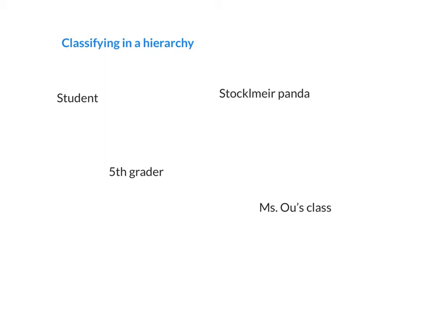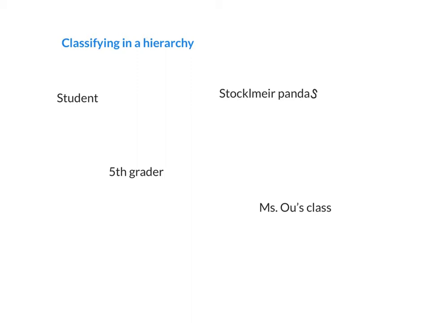Another way to think of a hierarchy is to think of different clubs that fit into other groups. For example, here are 4 terms: student, Stockholmeyer Pandas, 5th graders, and people in Miss O's class. Which one is the biggest category? Well, if you're a Stockholmeyer Panda, are you also a student? Yes. If you're a student, are you for sure a Stockholmeyer Panda? No. How could you be a student but not be a Stockholmeyer Panda?